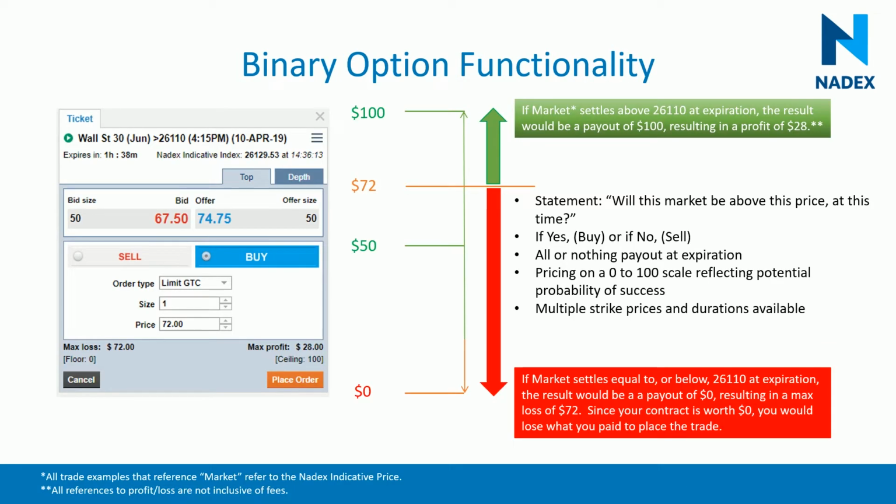So let's first take a look at binary option, right? If you're not familiar, a binary option is a pretty straightforward contract. It basically asks a simple question. Will a market be above this price at this time? In the example here, we can see the Wall Street 30. The question is, Wall Street 30, will it be greater than the level of 26,110 at 4:15?